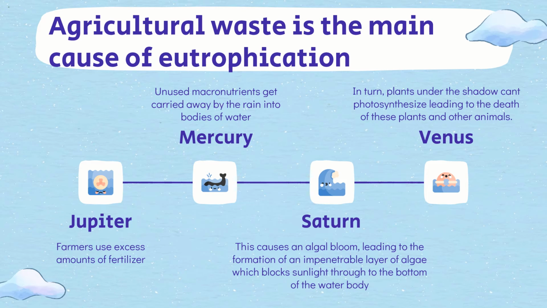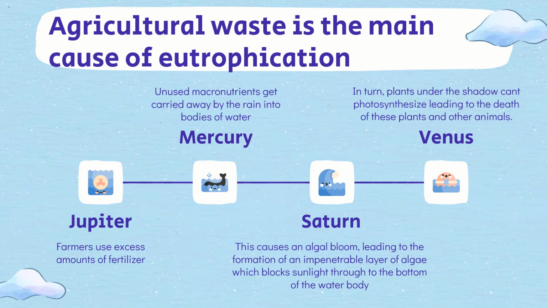So basically, these nutrients help with the speed of growth of plants and algae. When these nutrients reach the body of water, algae reproduce very quickly and then block sunlight to the lake. In turn, plants under the shadow can't photosynthesize, leading to the death of these plants and other animals.